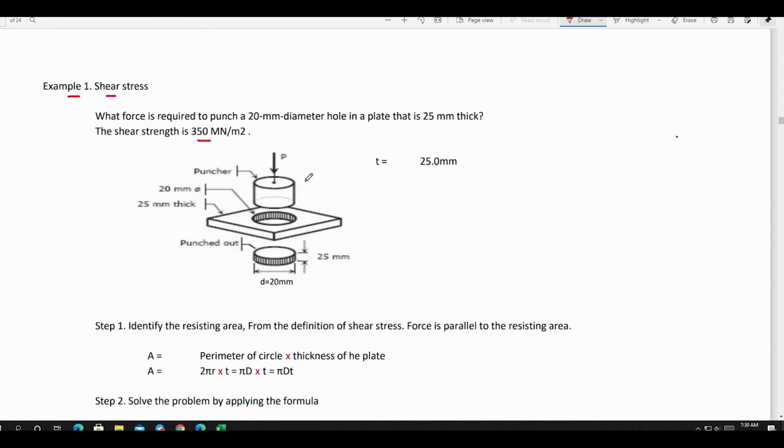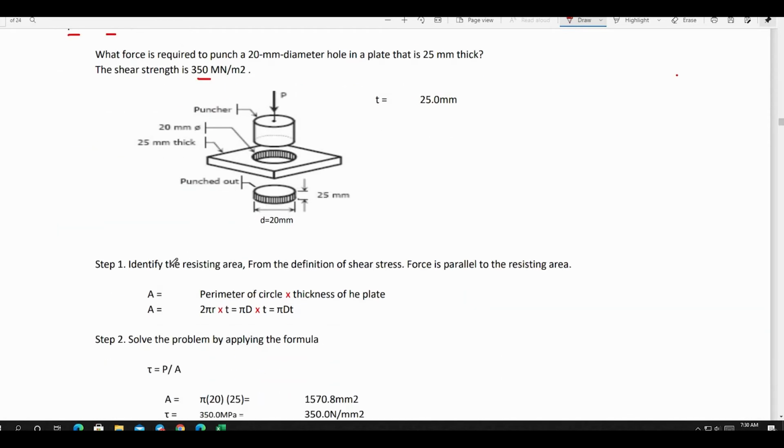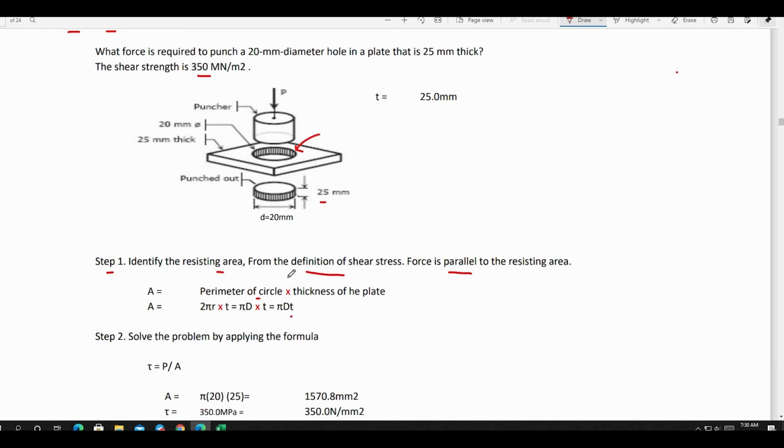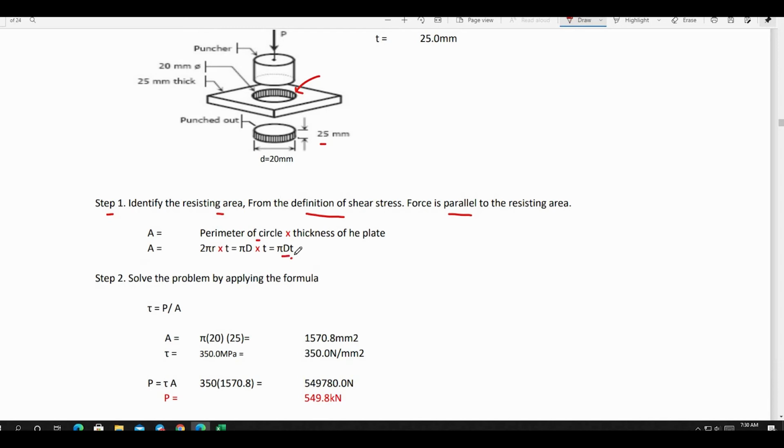We will go back to our current problem. So we will identify the resisting area, that is step 1, in order to solve the problem. From the definition of shear stress, force is parallel to the resisting area. So we can now solve for the area, that is just equal to the perimeter of the hole multiplied by the thickness, that is 25 mm. The perimeter of the circle is just equal to pi d or 2 pi r. Then thickness is equal to t, so we can solve for area that is equal to pi dt.